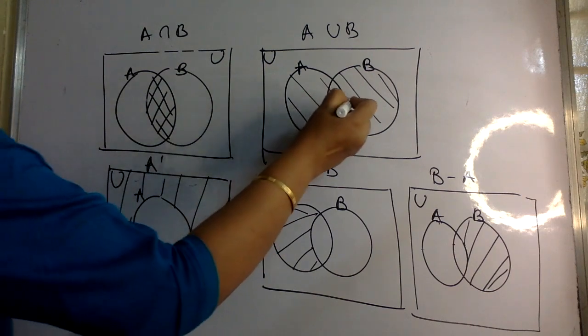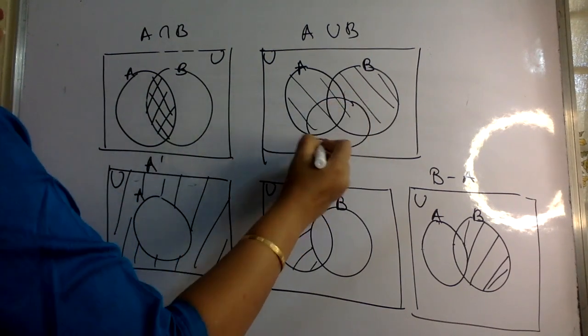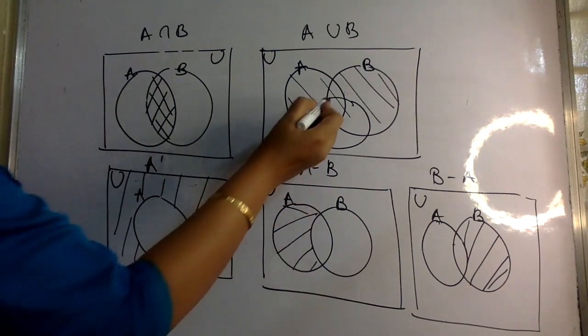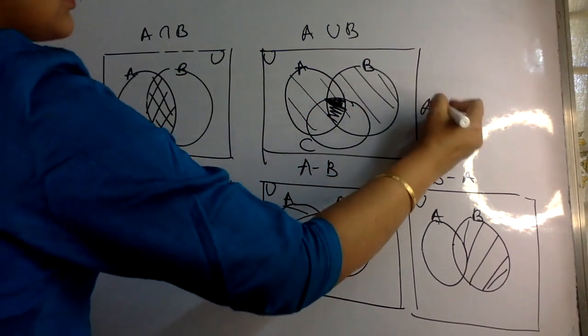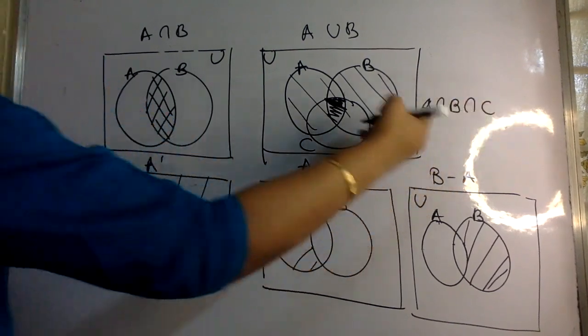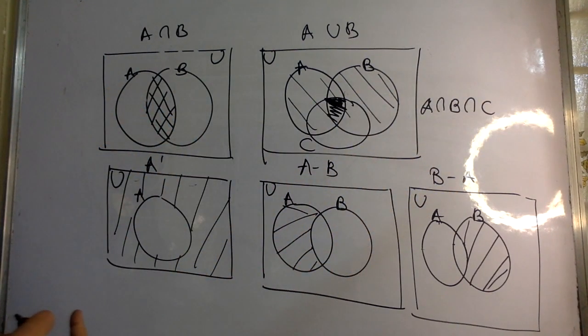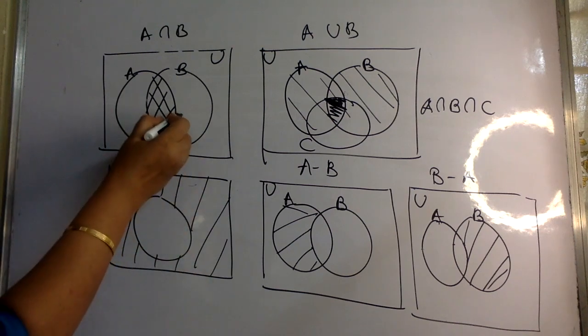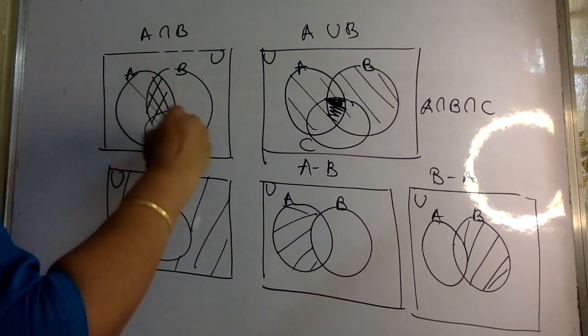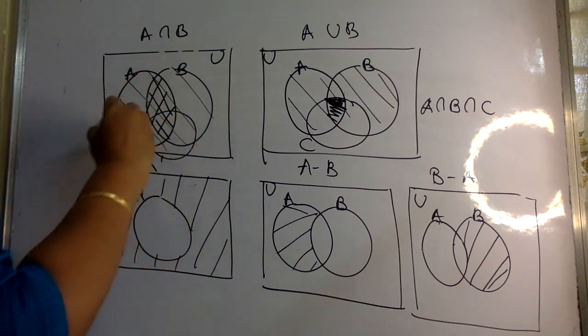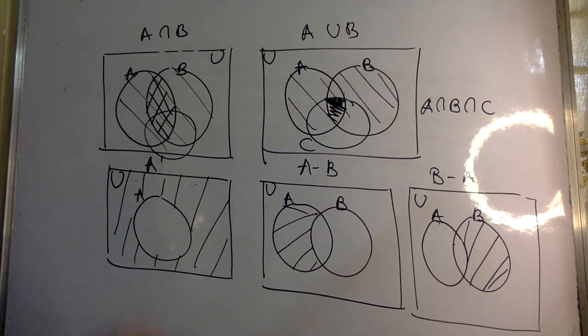Supposing I have a set C. This area then becomes the A intersection B intersection C area. And if I want to draw the union of these 3 sets A, B, C, then I'll have to shade the entire portion.